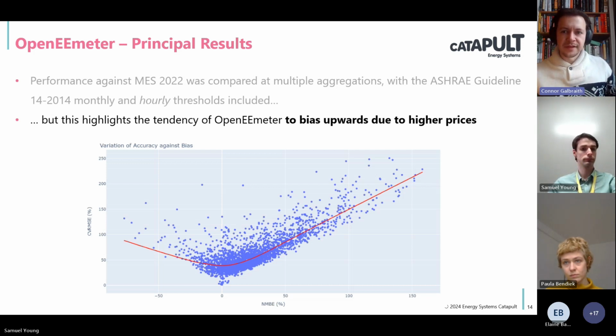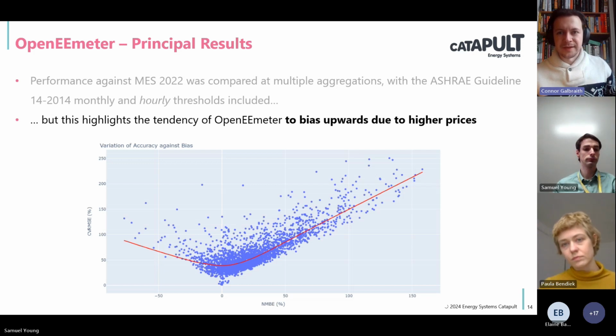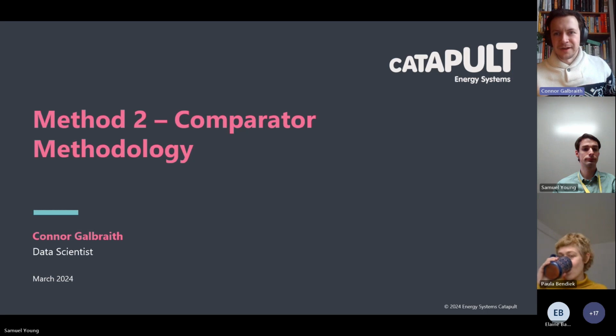Now, what we're seeing here is the influence of that price spike over the winter of the reporting period, leading to a significant systematic overprediction of the consumption during the reporting period. And this is seen by the clustering to the right. Now, this is going to be important when we come to look at what the comparator methodology does to address this systematic bias. On the next slide, we are going to get into just that right now.